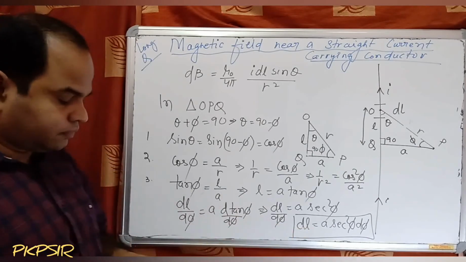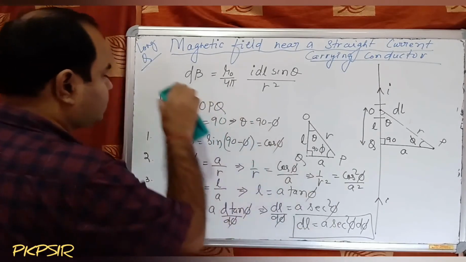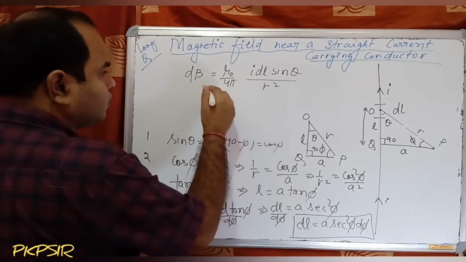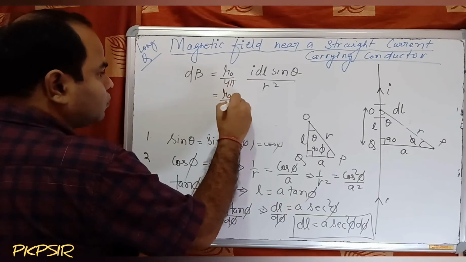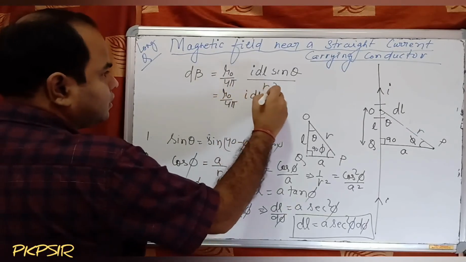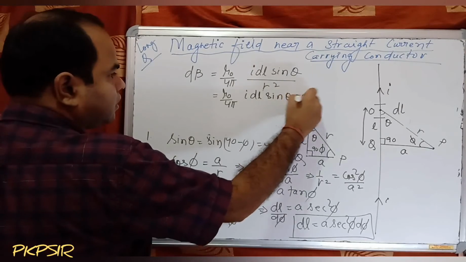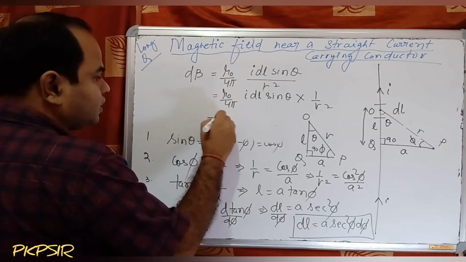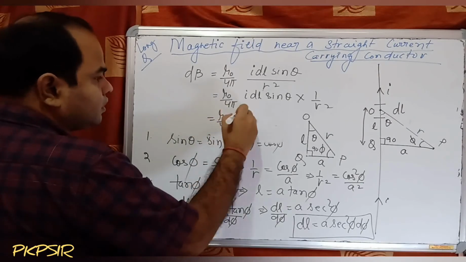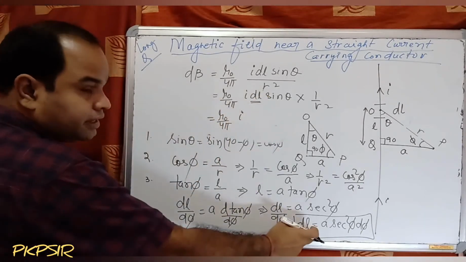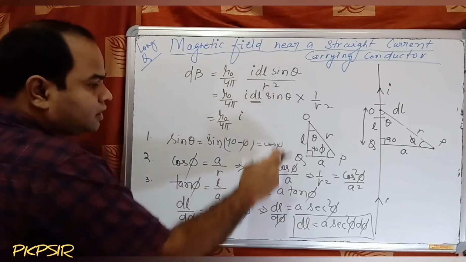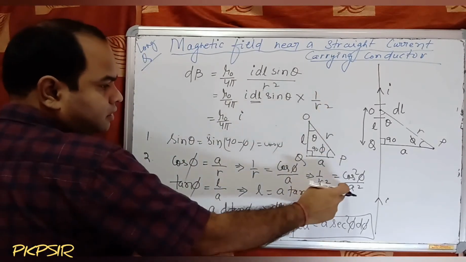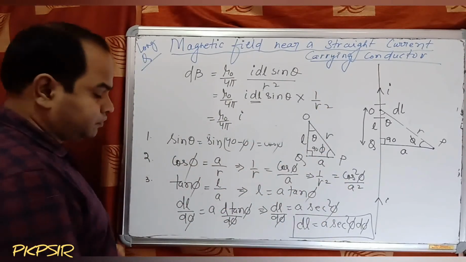Okay, write this properly. Then we will put the values. We write mu naught by 4 pi I dl sin theta into 1 by r square. After that, mu naught by 4 pi I dl, where will we put? In place of sin theta, cos phi, and in place of 1 by r square, cos square phi by a square.